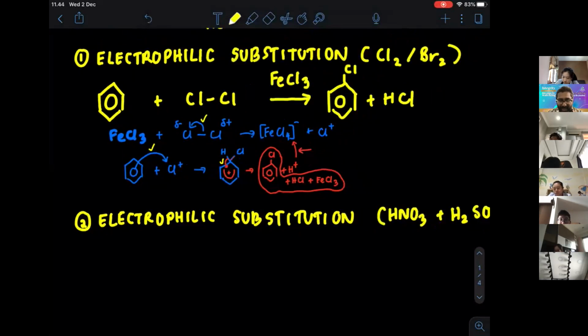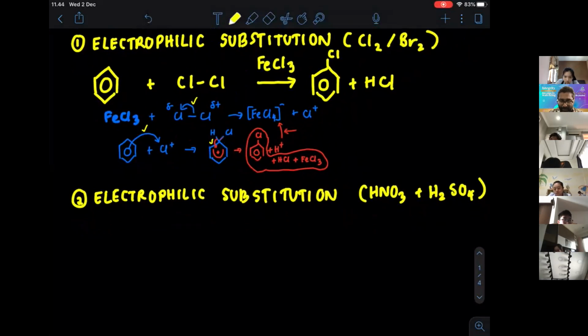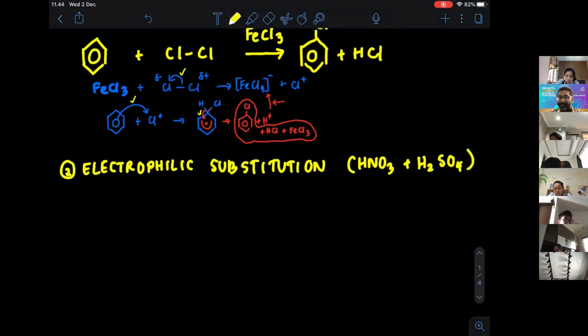The next reaction that we are going to look at is also electrophilic substitution, but this one has a special name. We call it a nitration reaction, because we are going to use another electrophile that comes from the reaction between HNO3, nitric acid, and sulfuric acid. Both of them must be in concentrated form. They give you this electrophile, which is NO2 plus. That is the electrophile that we are going to use.